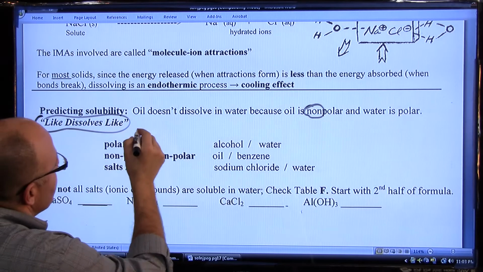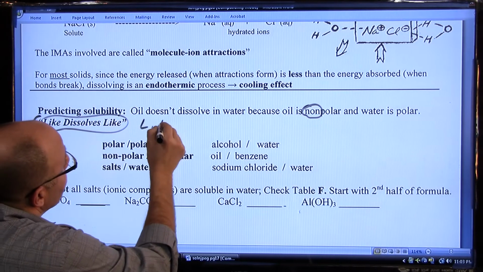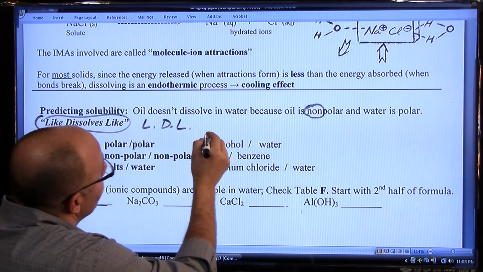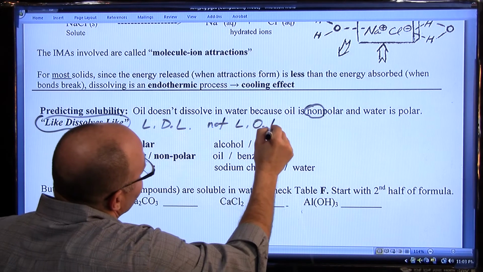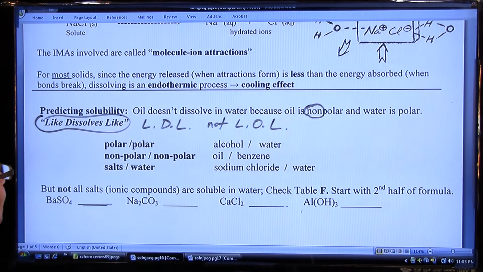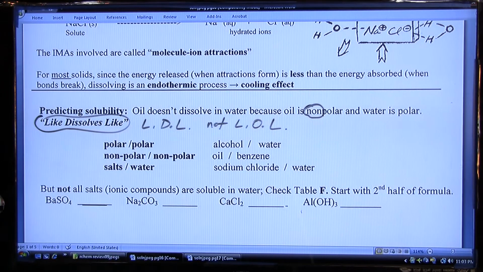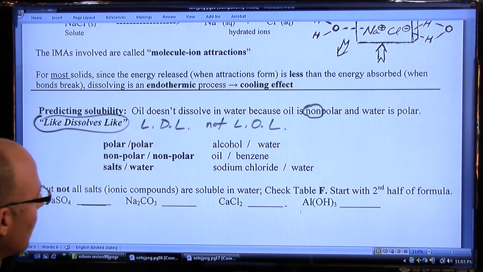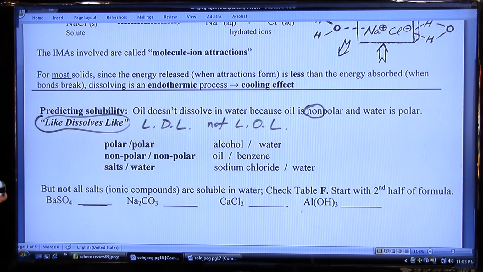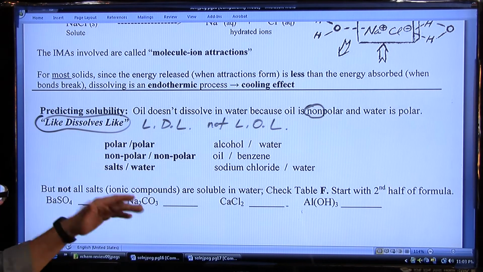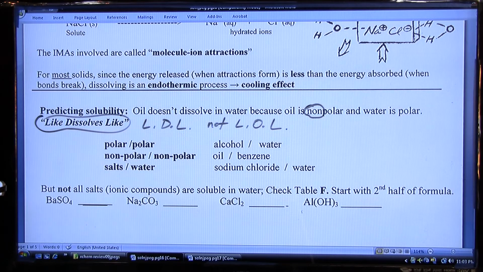And that's why I always say LDL, not LOL. Just a quick way to remember that. So what we're saying is, the reason why alcohol dissolves in water is because alcohols are polar and water is polar. So like dissolves like, polar with polar.